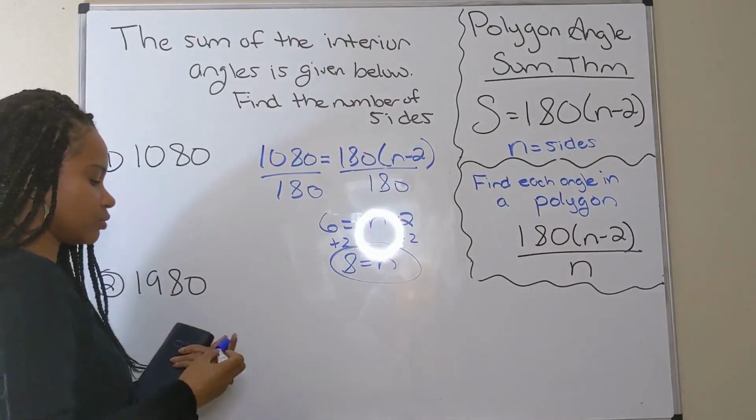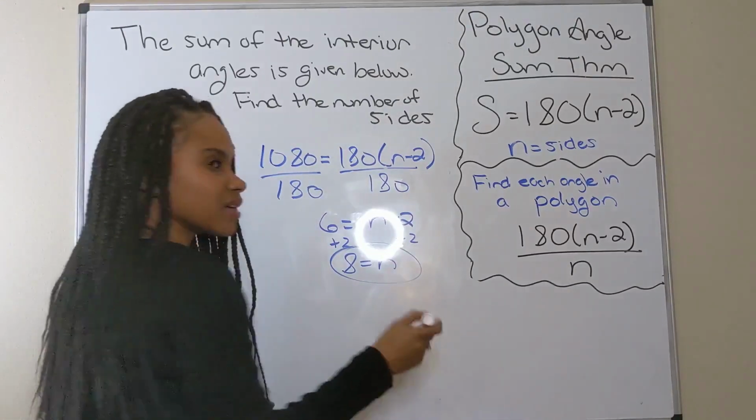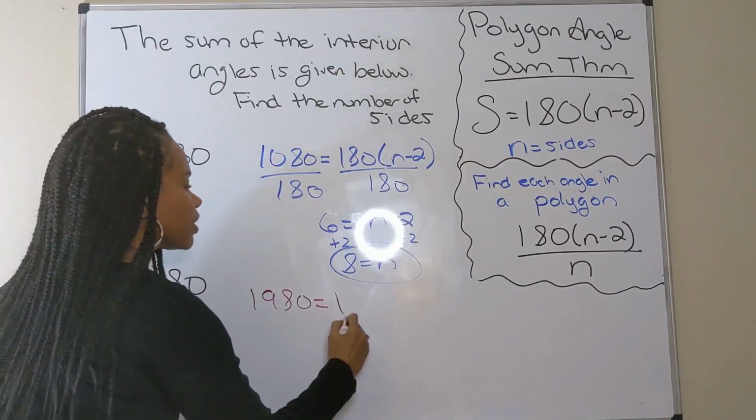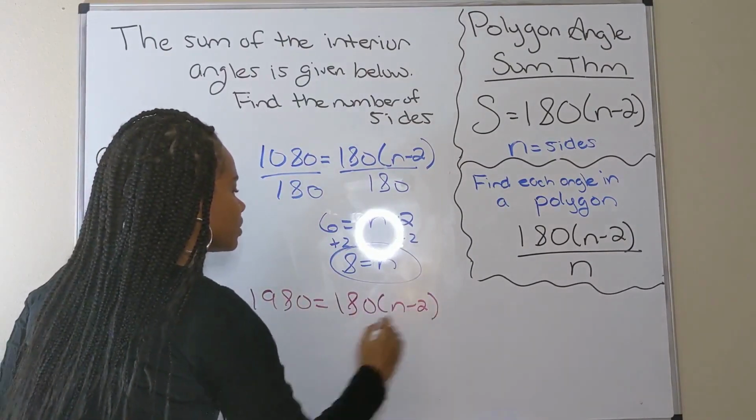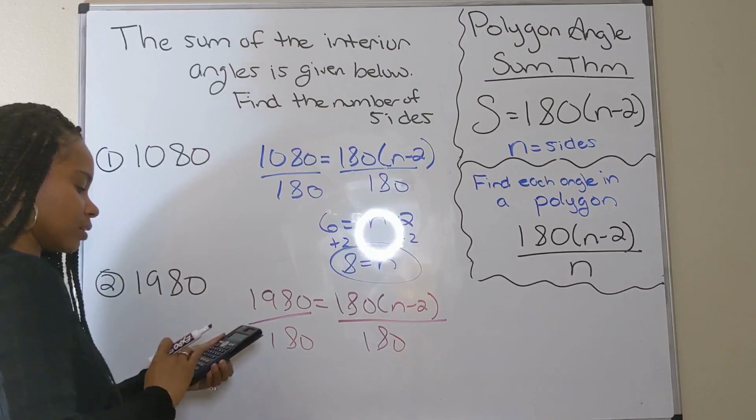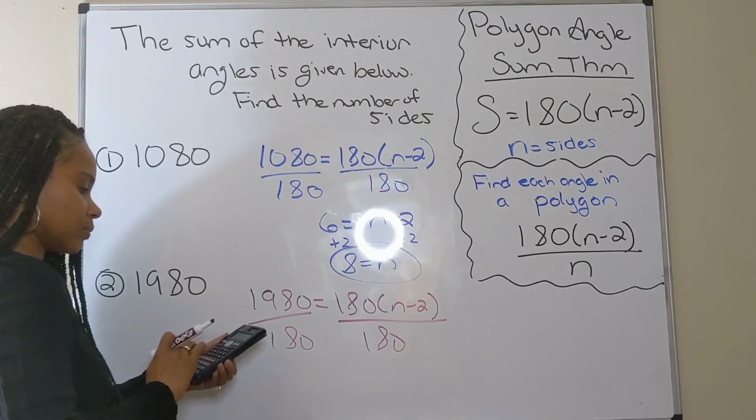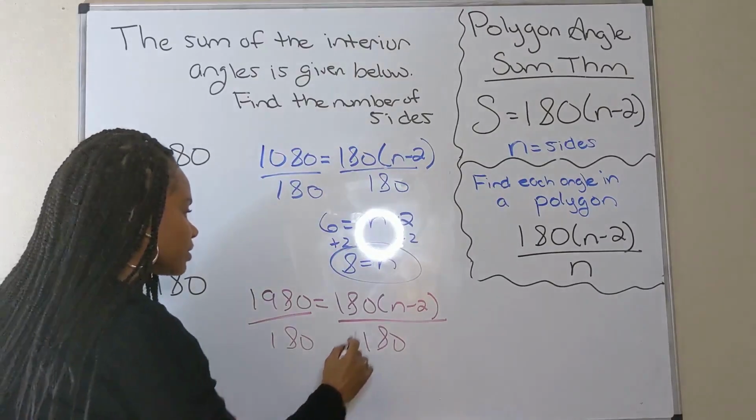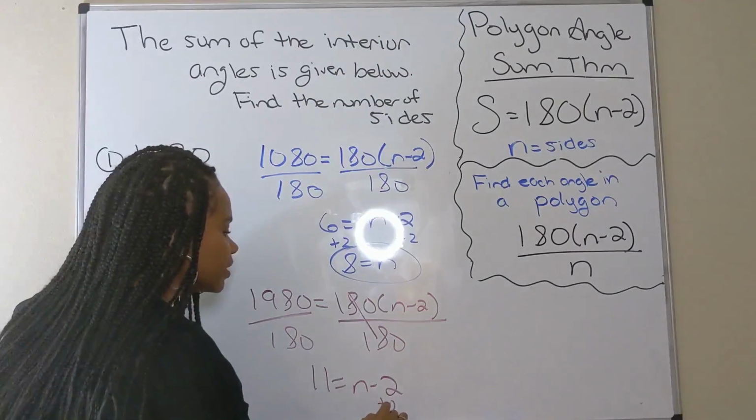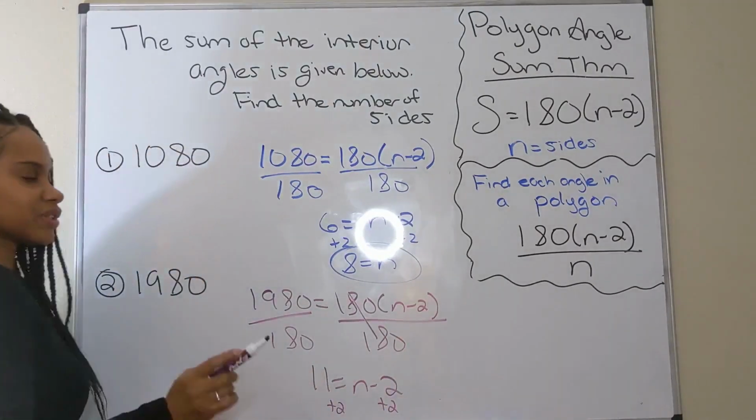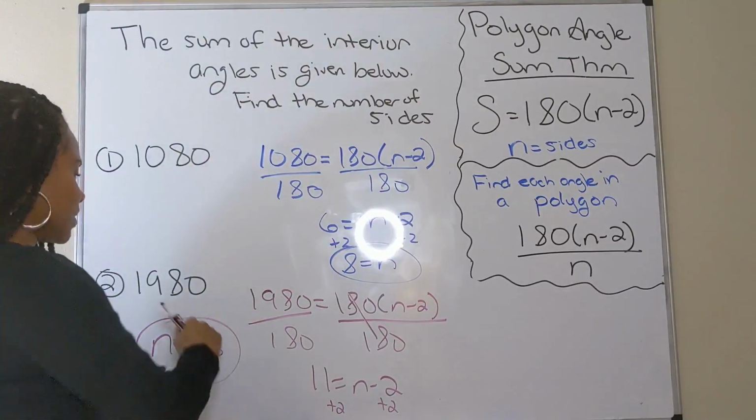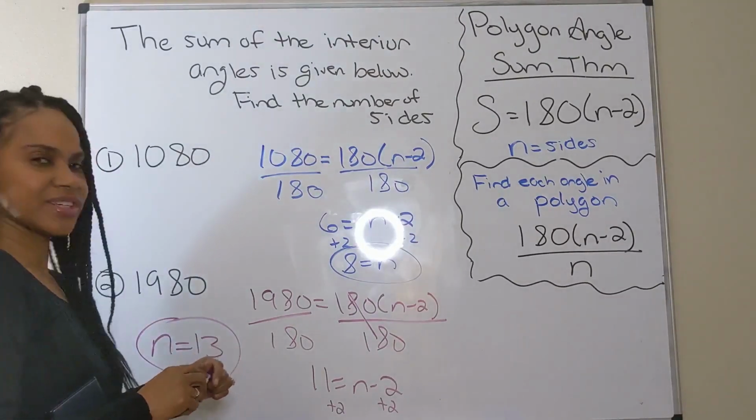Let me use a different color so my work is not all mixed up. So that's going to be 1980 is equal to 180 times n minus 2. Again, dividing by 180, that is 11. n minus 2, and then we're going to add 2. 11 plus 2 is 13. So n is 13 for a figure that has a sum of 1,980 for the interior angles.